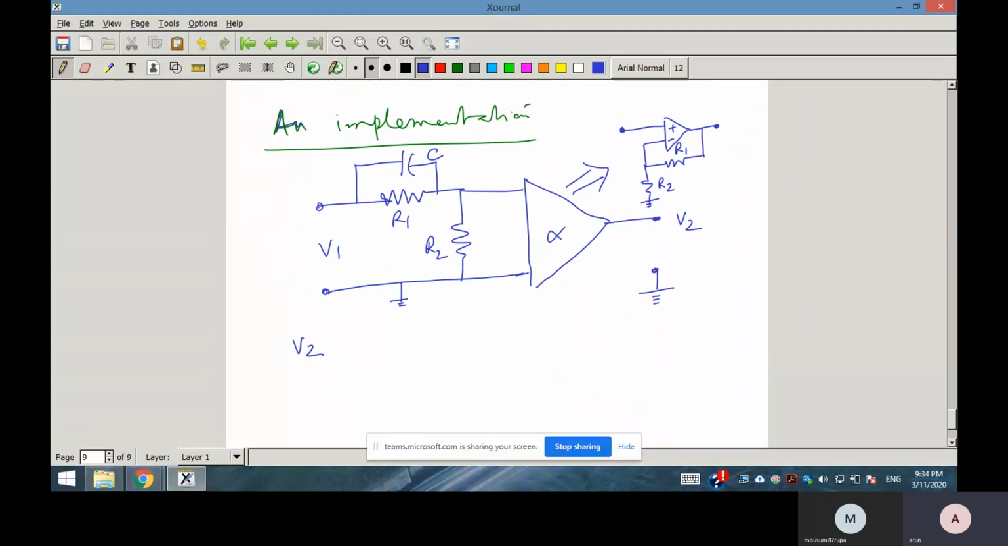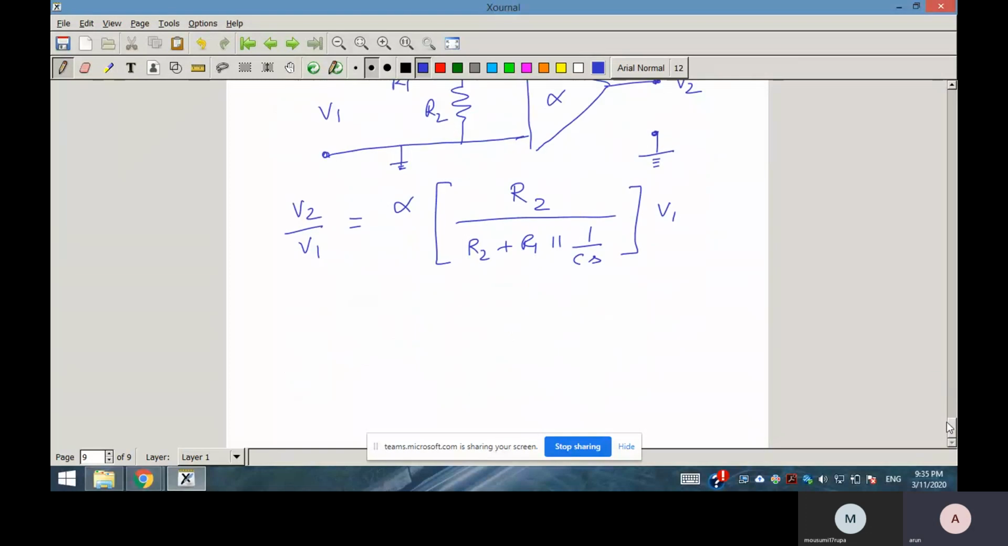So what is your V2 by V1? V2 by V1 will be equal to, you can easily see, alpha is that factor. And what is the current? The current through this one is your V1 divided by R2 plus R1 parallel 1 by CS. So now what is the voltage then? 1 by this one. So voltage will be then R2. V2 will be R2 divided by this into.